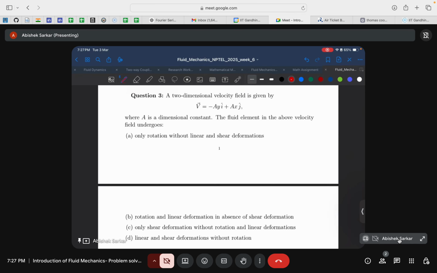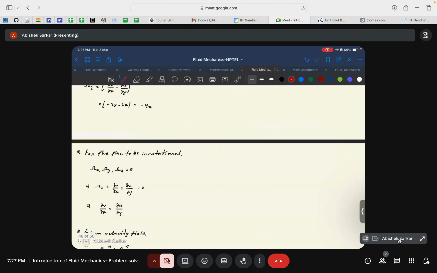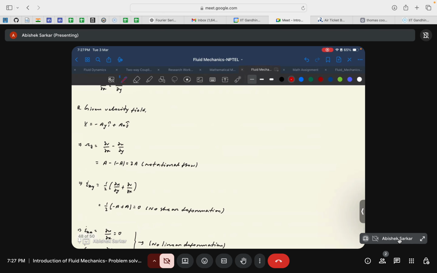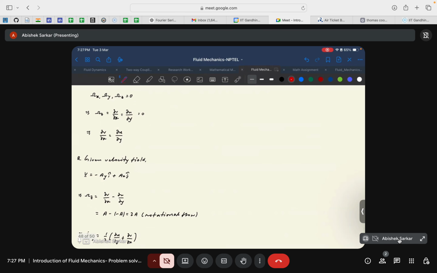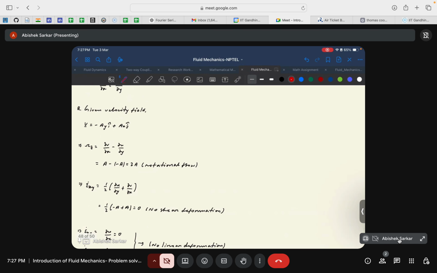Okay, so we have the velocity field, that is v is equal to minus ay i cap plus ax j cap. So omega z would be dou v by dou x minus dou u by dou y. So dou v by dou x is a, and dou u by dou y is minus a. So a minus of minus a would be a plus a, that is 2a. So the flow is rotational.